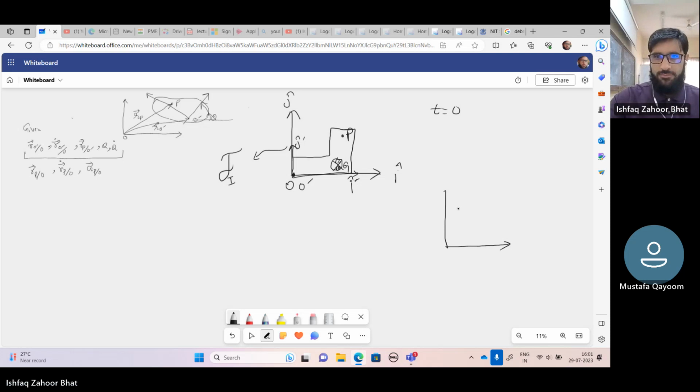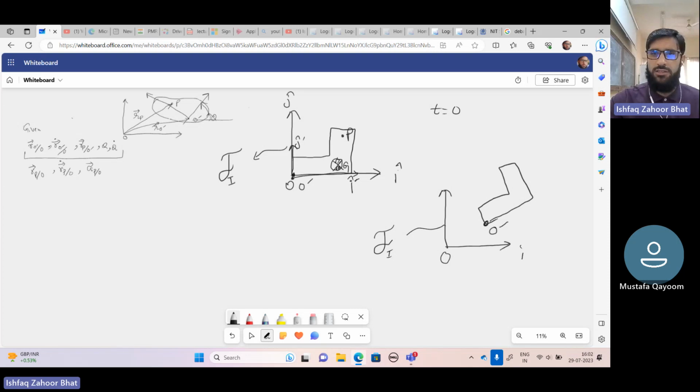So let us draw this body at the next instant of time. This is O dash. This is O, the origin of the fixed frame. I and J are attached to the fixed frame, and there is another frame attached to the body, with I dash and J dash. These I dash and J dash are vectors, unit vectors in these directions, but they are glued to the body. As the body moves, these also move.